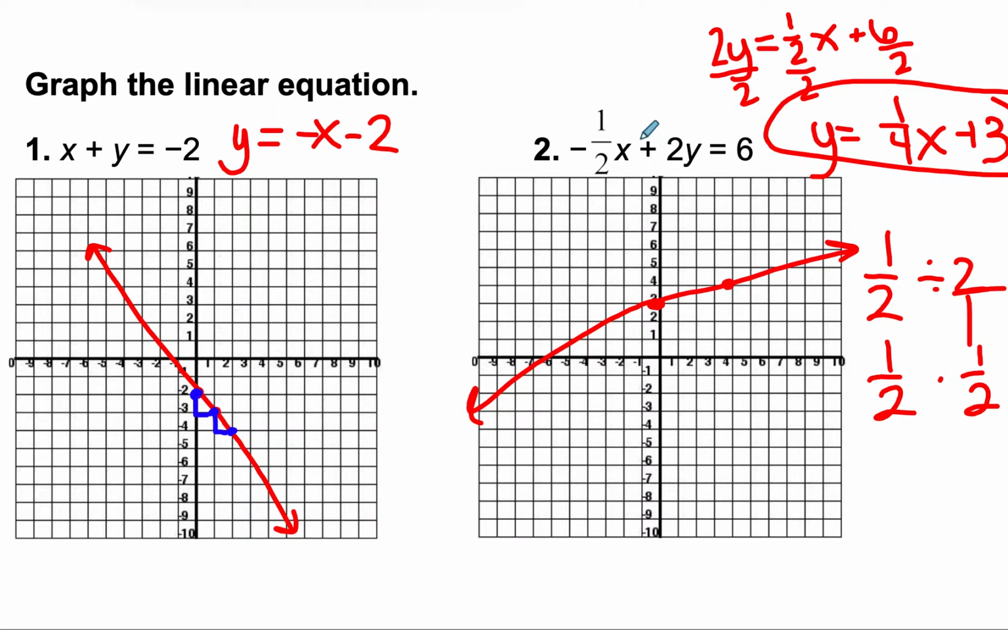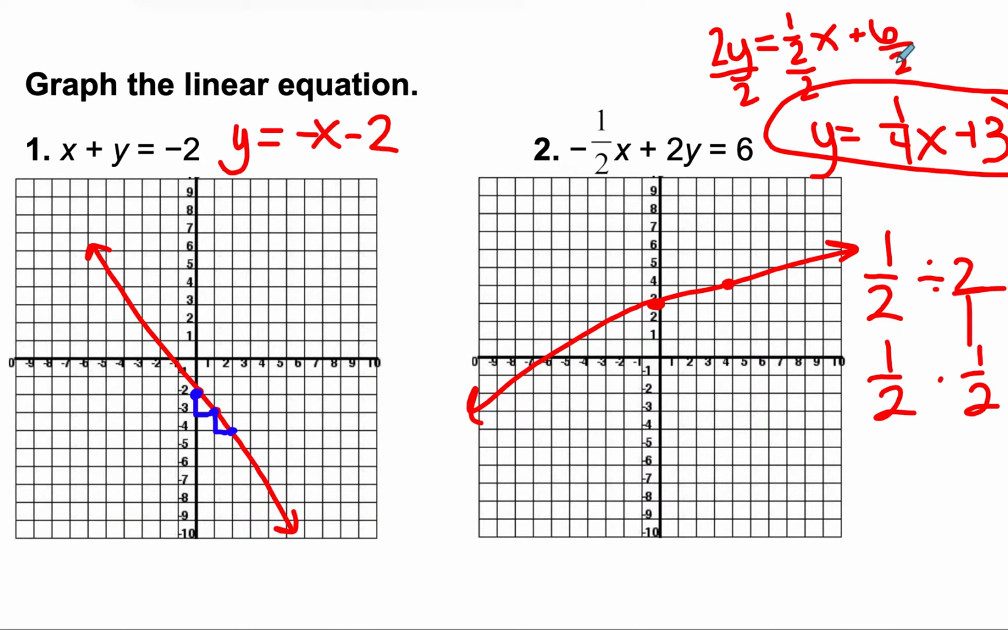So I started by adding positive 1/2, because this is a negative 1/2 x, to both sides. So then I got 2y equals positive 1/2 x plus 6. To get rid of the coefficient of 2, I divided both sides by 2. When I did 1/2 divided by 2, I did my work down here. 1/2 divided by 2, keep change flip, is like 1/2 times 1/2, which is 1/4. So I have y equals 1/4 x.